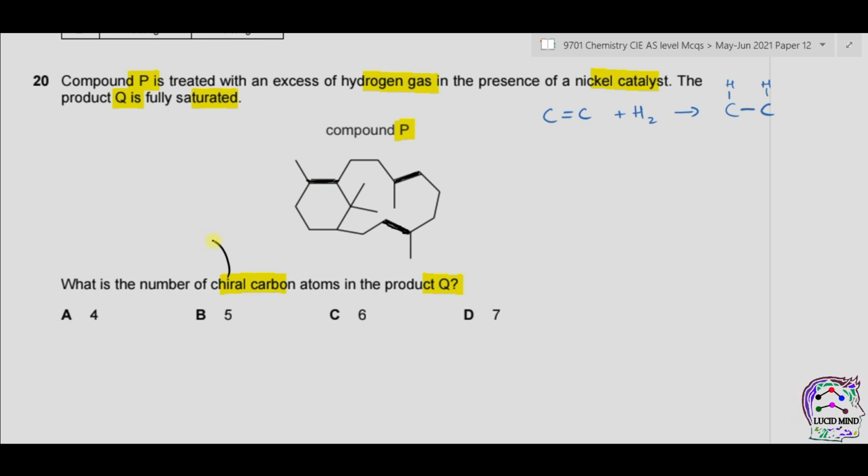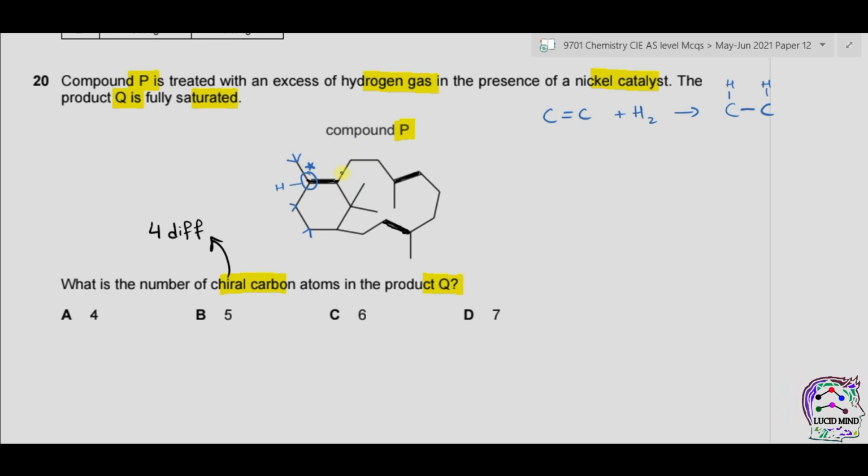Now let's find chiral carbon. Chiral carbon is the one that is attached to 4 different elements or 4 different groups. First one is this one. We have one hydrogen atom also present, CH3 group. Then we have this group and this group. All 4 are different, so therefore this is chiral carbon. Then we have this carbon which is bonded to 2 similar hydrogen atoms. This is also bonded to 2 similar hydrogen atoms, so therefore these are not chiral. Again, this carbon is bonded to 3 similar hydrogen atoms. This is also not chiral.